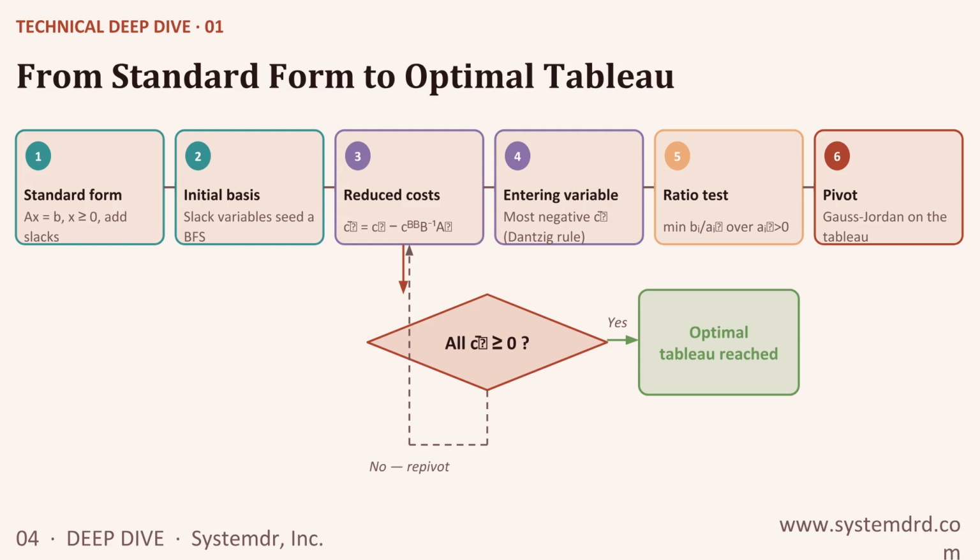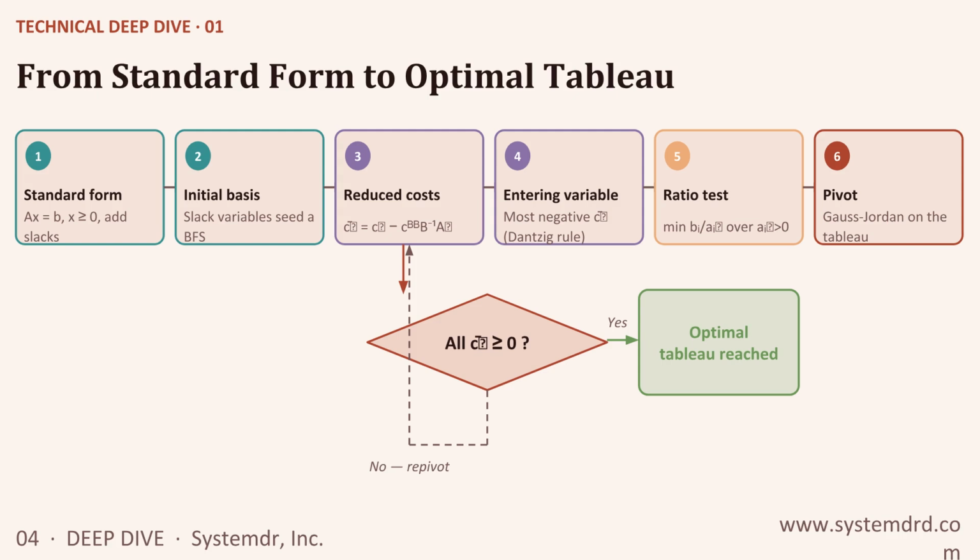Step 4, the entering variable rule. Dantzig's rule picks whichever variable has the most negative reduced cost. That's the direction of steepest immediate improvement. Step 5, the ratio test. We ask how far we can move in that direction before some basic variable hits 0, and whichever variable hits 0 first is the one that leaves the basis. Step 6, a Gauss-Jordan pivot updates the tableau. Then we loop, back to reduced costs, until every reduced cost is non-negative. At that point, we've certified optimality.